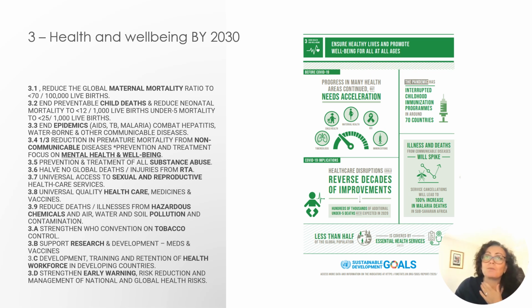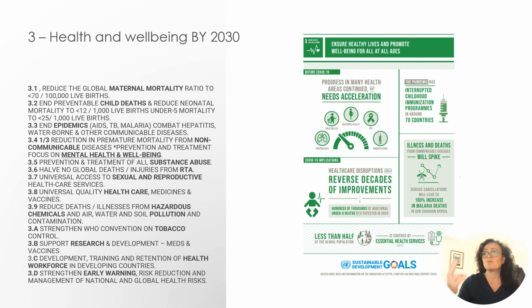So, for example, we're trying to reduce maternal mortality. And this is significant. It might not be massive in the UK, but it certainly is across other countries, and that's really, really important to acknowledge. This idea about 3.3, end epidemics, combat hepatitis, waterborne and communicable diseases. You need to remember this was developed in 2015, these Sustainable Development Goals. COVID hit. And when COVID hit, childhood immunisation was completely trashed. So were illnesses and deaths, they spiked.